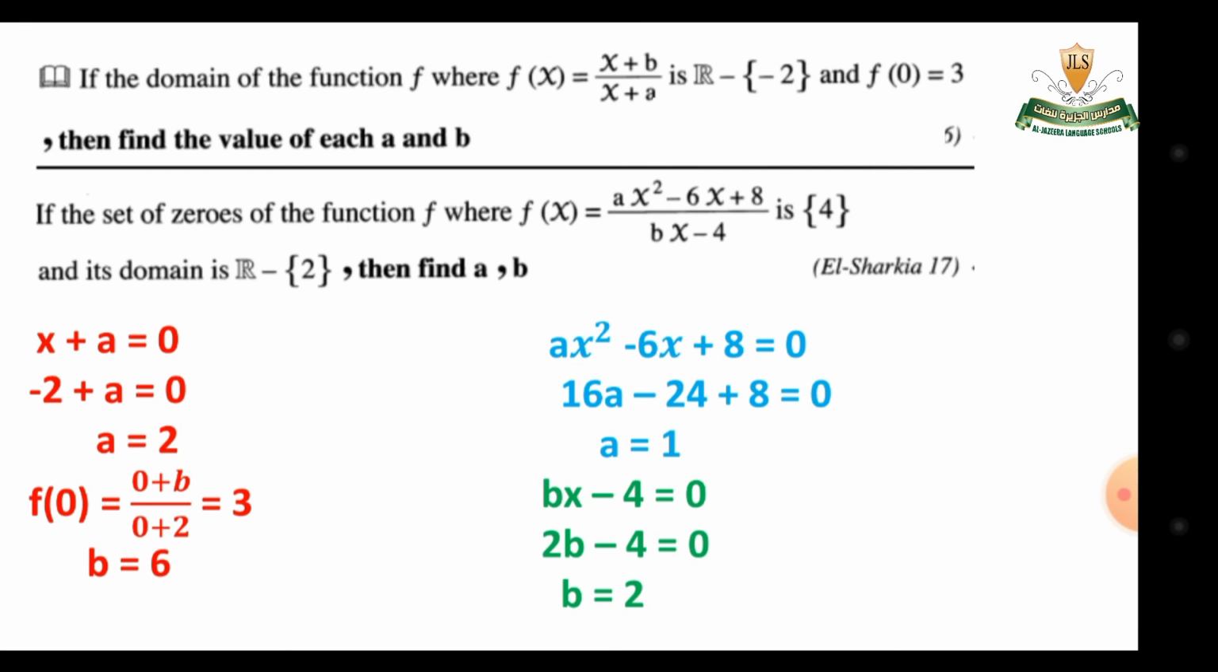We have f(0) equals 3. We put x equals 0 and we put a equals 2. We get (0 plus b) over (0 plus 2) equals 3. We get b equals 6.